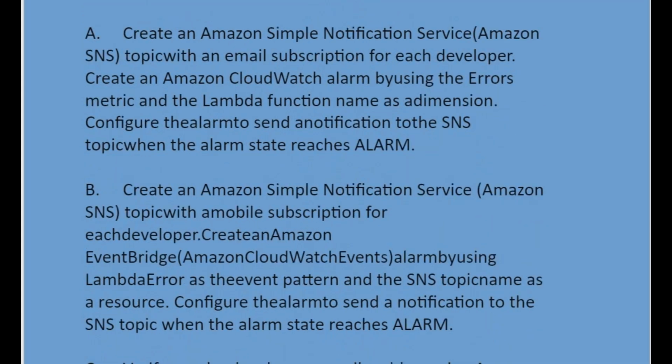Option B, create an Amazon Simple Notification Service (Amazon SNS) topic with a mobile subscription for each developer. Create an Amazon EventBridge (Amazon CloudWatch Events) alarm by using Lambda error as the event pattern and the SNS topic name as a resource. Configure the alarm to send a notification to the SNS topic when the alarm state reaches alarm.